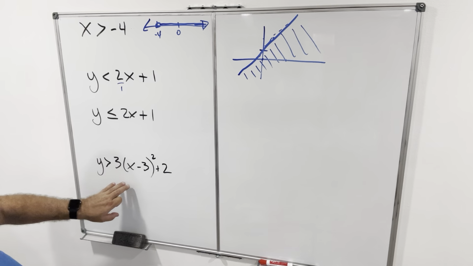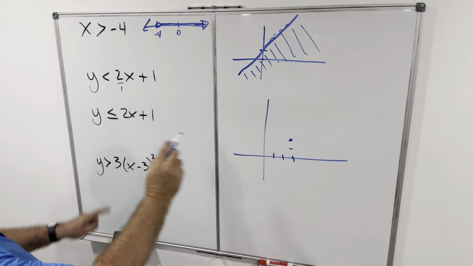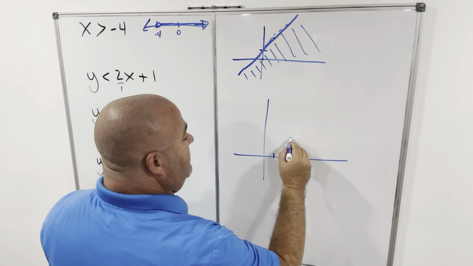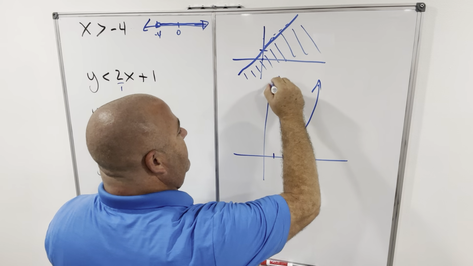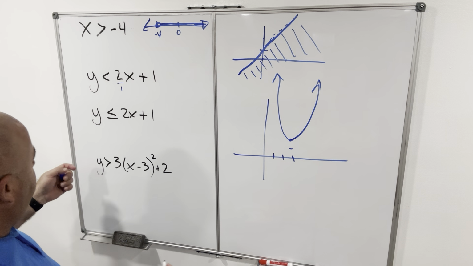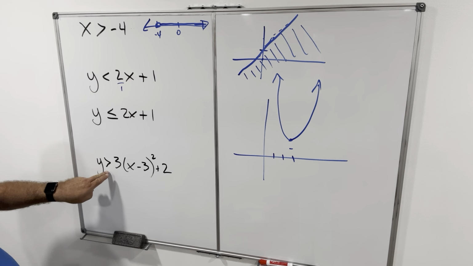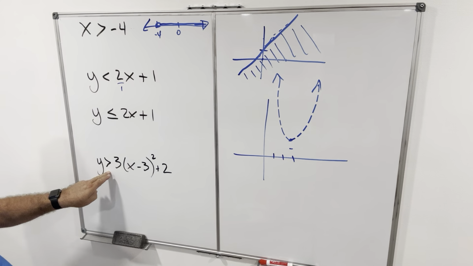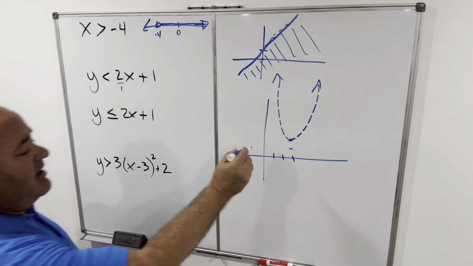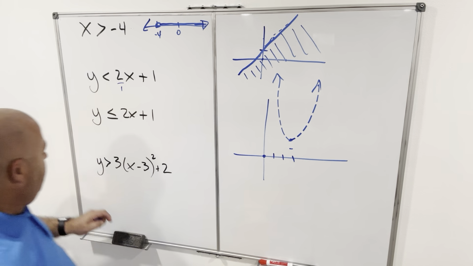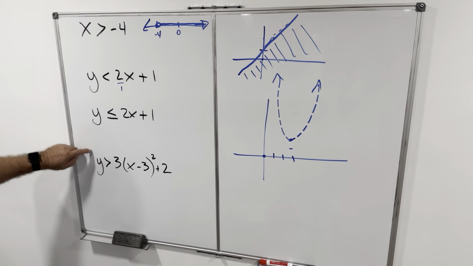Now, what if you have a parabola? In this case, we have a parabola with a vertex at 3, 2. So there's my vertex. It's opening up, and because of this 3, it's actually very steep. So it's going to look something like that. Now, that's not exact, but that's okay. We've got just less than, not less than or equal to, so let's make this a dotted line. It's nice to have whiteboards for that purpose. And then again, 0, 0 does not fall anywhere on the graph, so let's just plug a 0 in here.